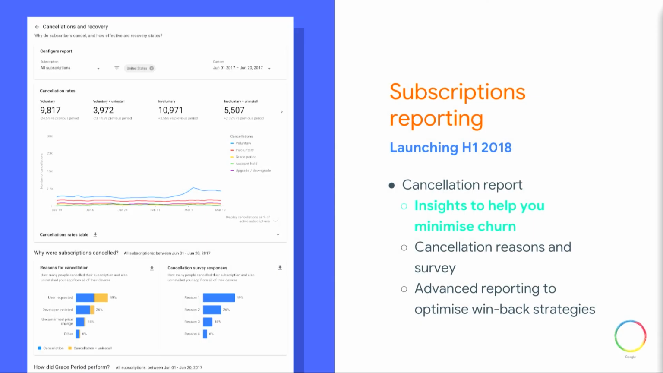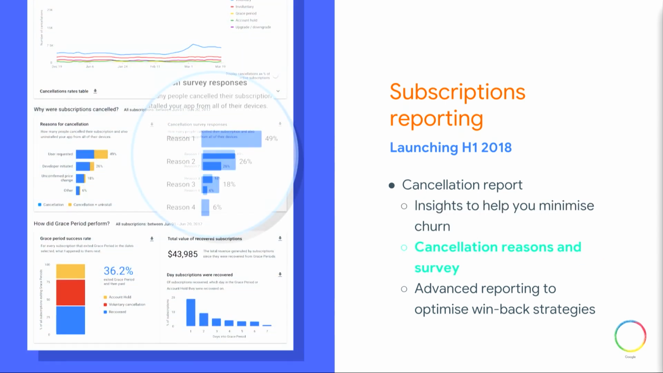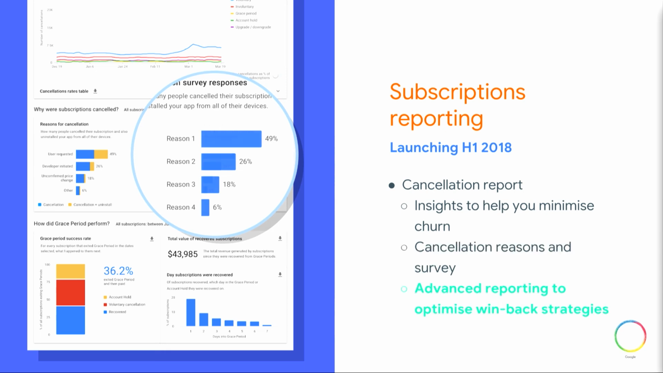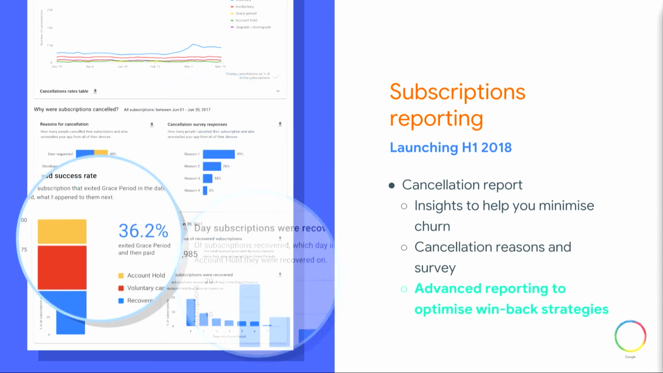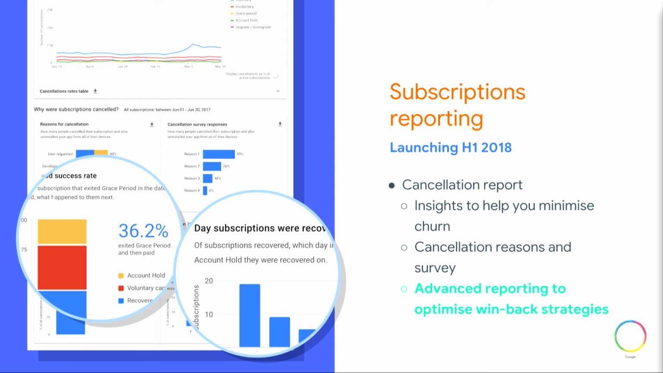We've also made some major updates to the cancellation report to help you reduce your subscription churn. Users cancel for many reasons, and so we've highlighted some of these top reasons right within the Play console. We've also launched a post-cancellation survey within the Play Store to give you qualitative insights directly in the Play console from subscribers that are canceling. And lastly, we're reporting on the performance of win-back features like account hold or grace periods.